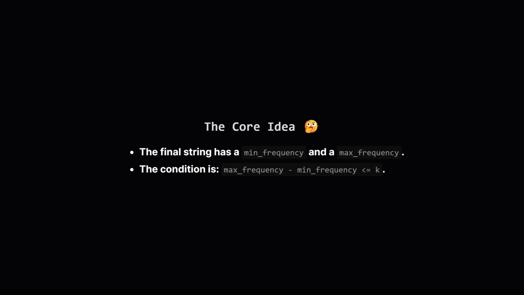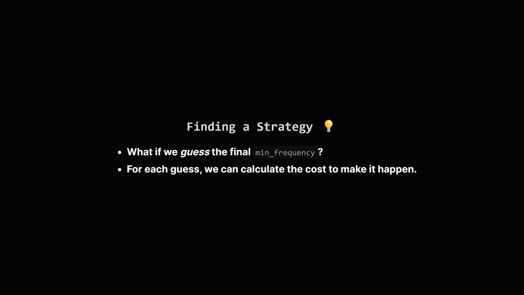So what's the core challenge here? After we delete characters, all the remaining character counts have to live inside a specific window. Let's say in our final string, the character with the lowest count has a frequency we'll call min frequency, and the character with the highest count has a max frequency. The K-special rule simply means that the max frequency minus the min frequency can't be more than k. Every character's count must fall within this small range. Trying every possible way to delete characters would take forever, so we need a smarter approach.